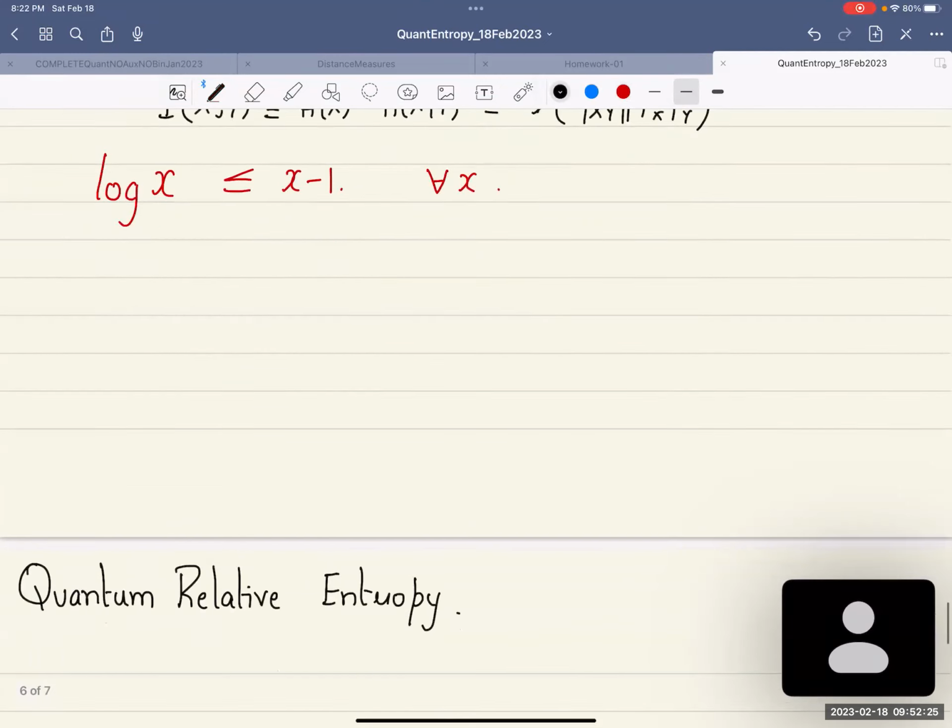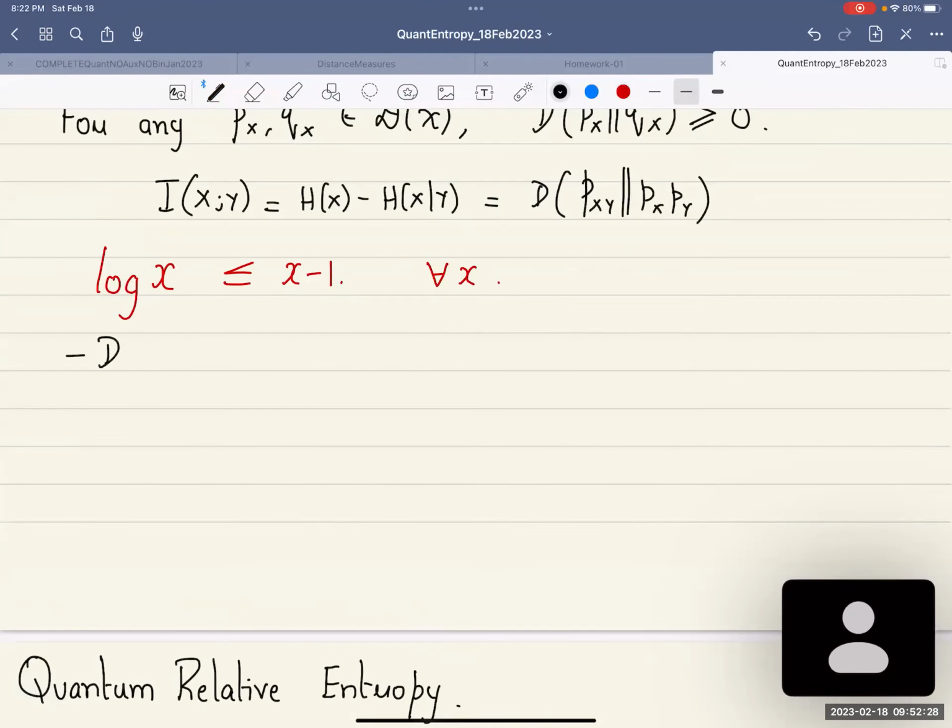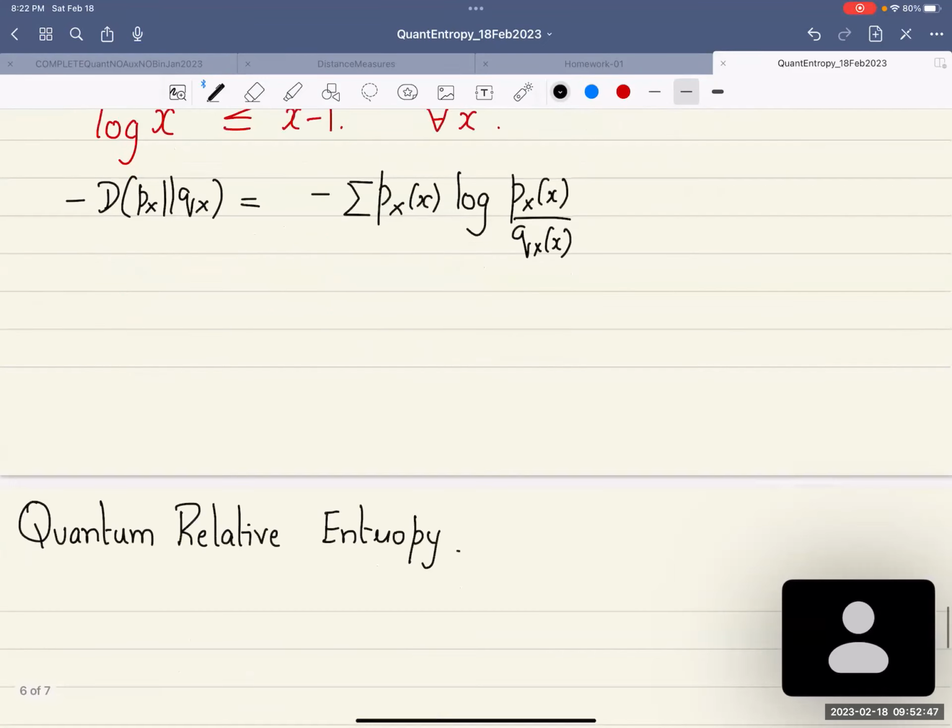So let's look at minus d of px qx. What is this? The proof is so simple. So log px of x by qx of x, px of x divided by qx of x. I'll remove the minus and just write it as px of x log qx of x by px of x. I just flipped these two.